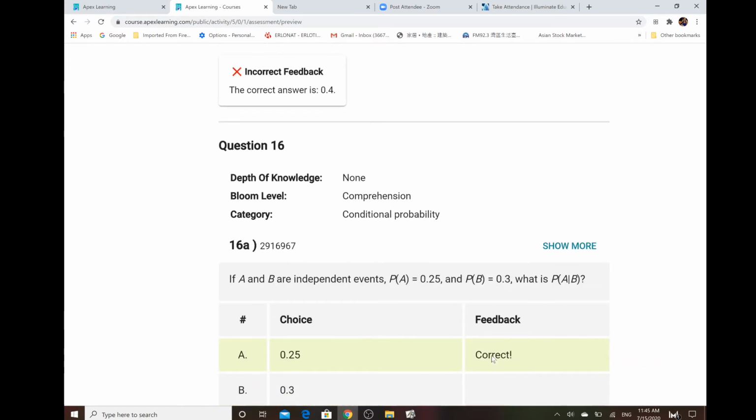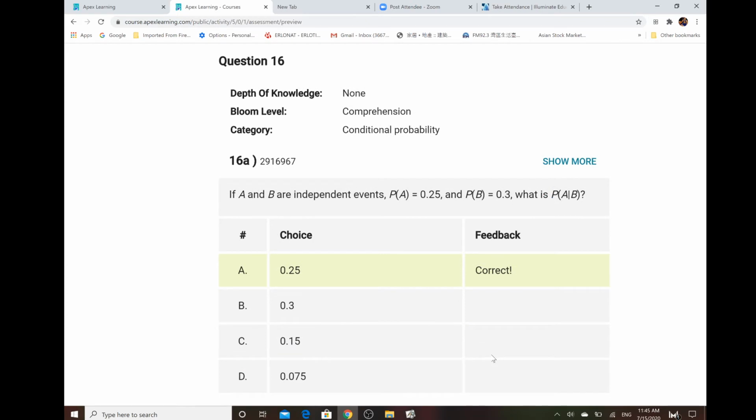So 15C is quite similar, so we can skip that one. So again, dependent and independent events. Probability of A is 0.25, probability of B is 0.3, and they're both considered independent events. So what's the probability of A given B? Well, this one has nothing to do with the probability of B, so it's only 0.25, because those two events are independent.